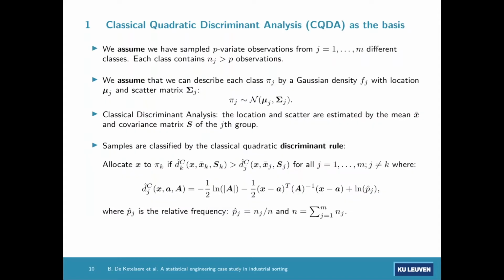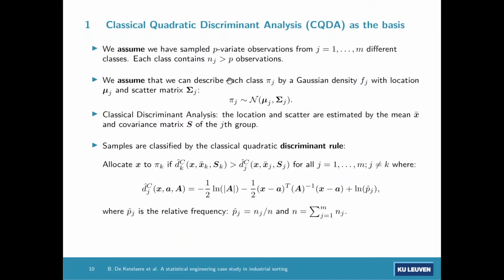So starting point is the classifier which was used, which is a classical quadratic discriminant analysis. And I will not go in detail through the slide, but I think most people know what it is doing. So actually you assume that you sampled p-variate observations from the different classes, and you assume that for each of those classes, the observations follow a Gaussian density function with a certain location mu and a scatter matrix epsilon. That's what you assume, let's say, as the basis for the discriminant analysis.